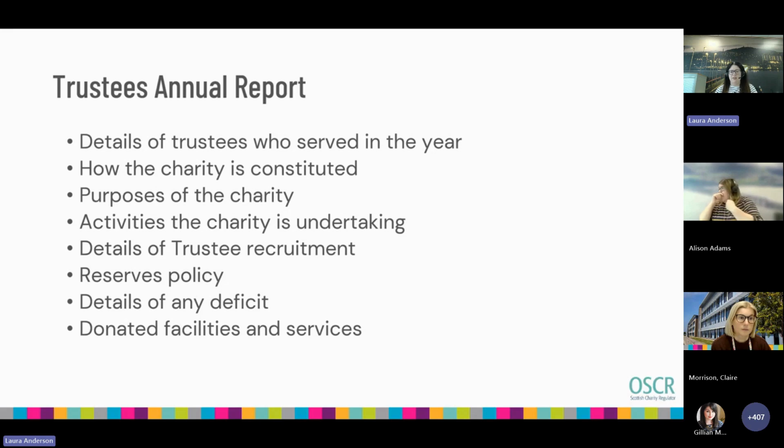Now, I'm going to hand over to Claire to take us through the rest of the content of receipts and payments accounts, and to talk also about the changes that are coming up in terms of information that will be published by OSCR about charities very soon. Claire, it's over to you. Thanks, Laura. Can you move on the slide to the next one, please? I will.